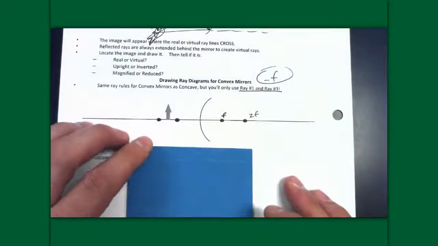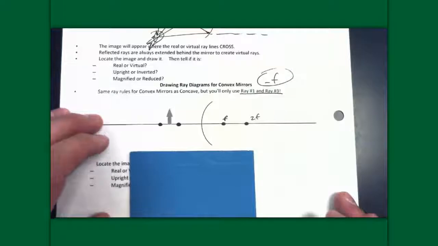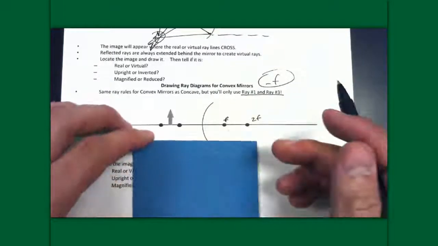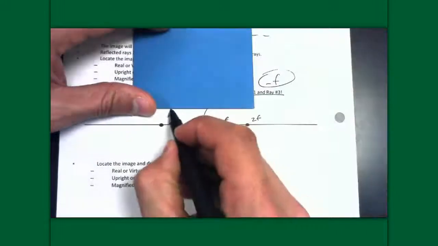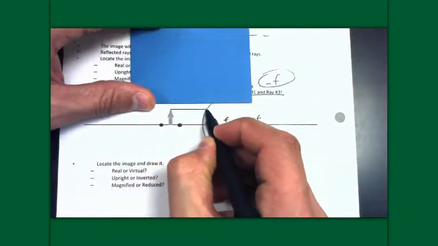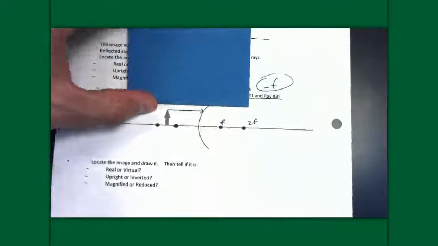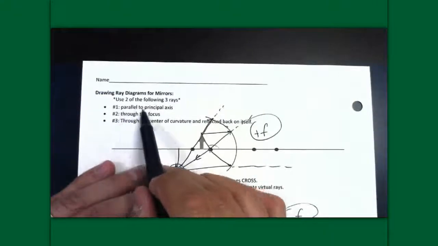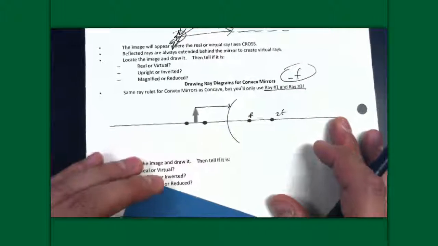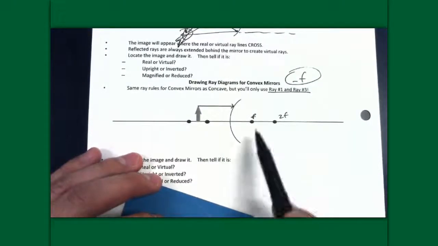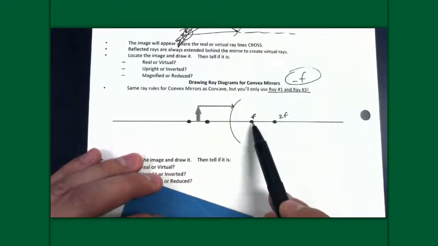Ray number 1 verbally is the same, but it's going to look different because the focus is on the other side. So with ray number 1, we again start at the tip of the arrow and we sketch the ray horizontally toward the mirror, parallel to the principal axis. Now, ray number 1 said parallel to the principal axis, and then it was reflected through the focus. That's still the truth, but now the focus is back here. Okay? But a real light ray can't get back there.